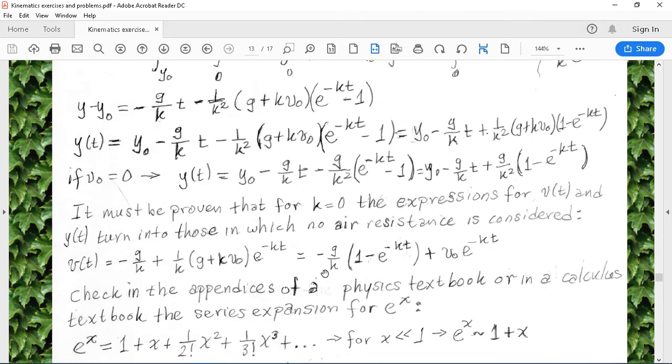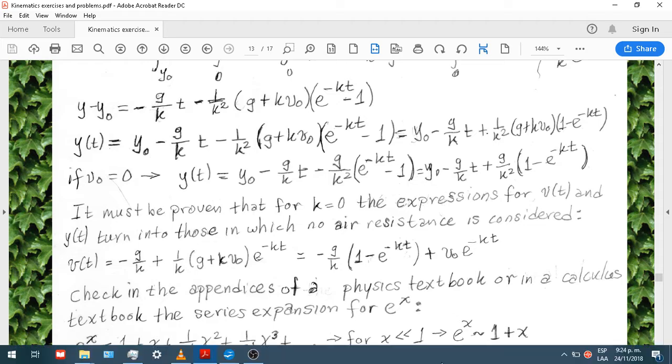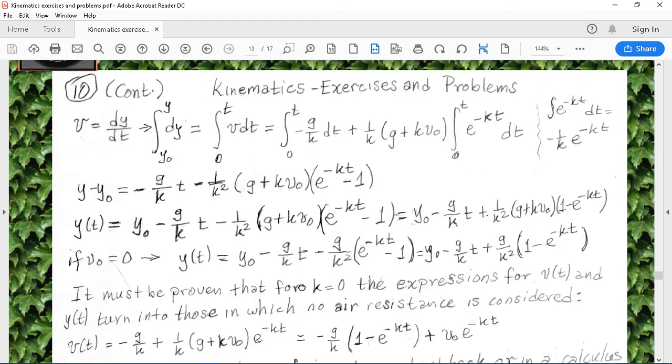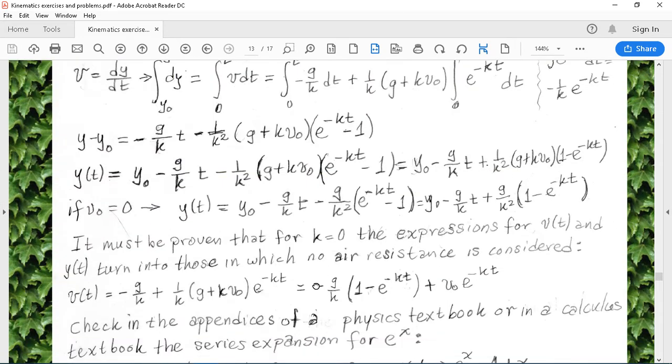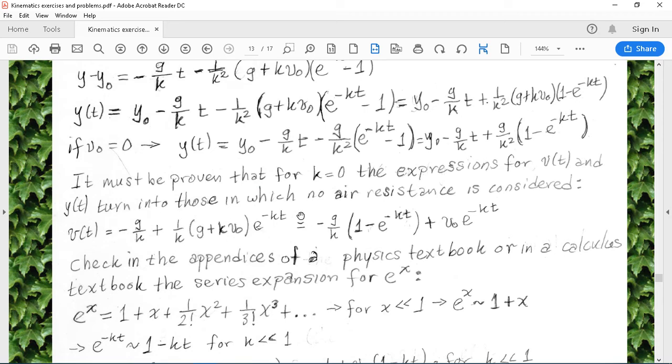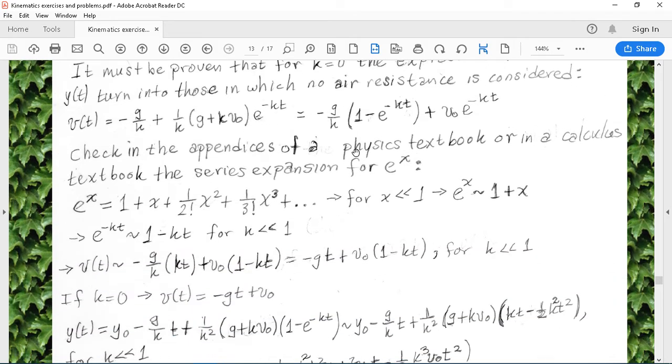So we're going to use the following approximations. Here we have v of t equals minus g over k plus 1 over k times (g plus k v0) times the exponential of minus kt, which is this formula here. So if you check out, we have then that this equals minus g over k times (1 minus e to the minus kt) plus v0 e to the minus kt.